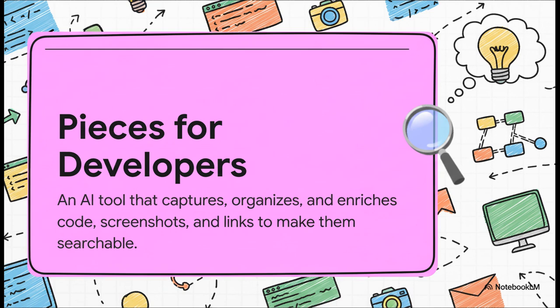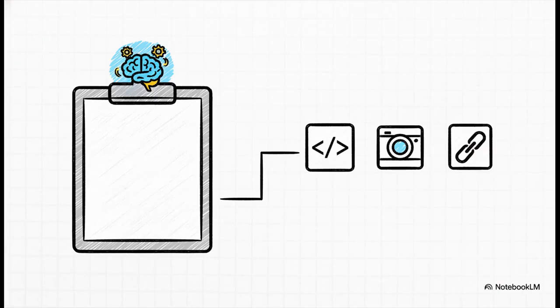At its core, it's an AI-powered tool that's designed to automatically capture, organize, and this is the key part, enrich all those little bits and pieces of your work, your code, screenshots, links, and make every single one of them instantly searchable. The easiest way to think about it is like this. Imagine your computer's clipboard was incredibly smart. Instead of just holding the last thing you copied, it remembers everything you copy. It actually understands the context of that thing and then organizes it all into a personal knowledge base that's built from the ground up for developers.